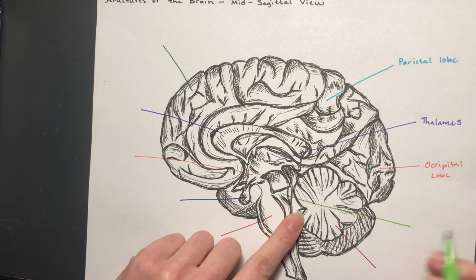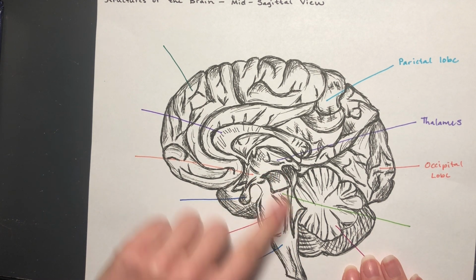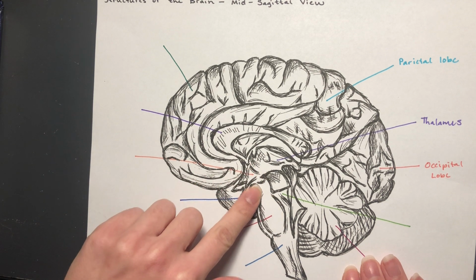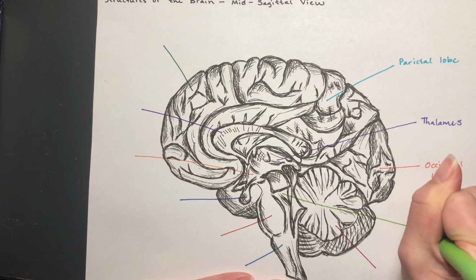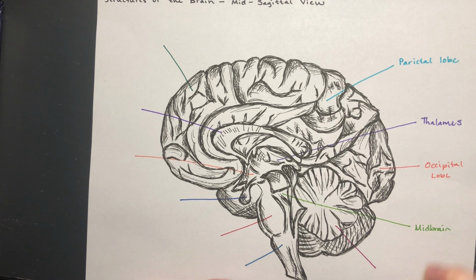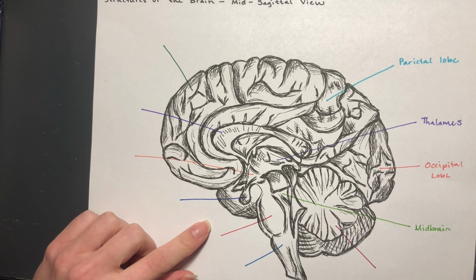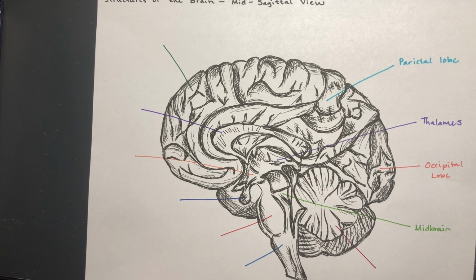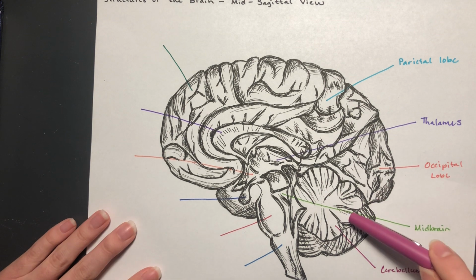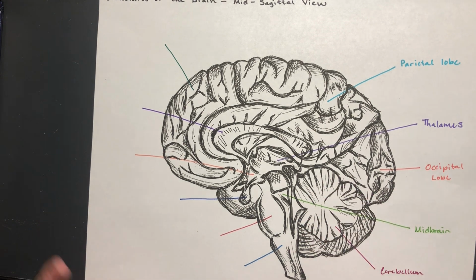Next, we have the midbrain, which is part of the brainstem, ultimately. It's this structure right here. The midbrain contains important relay centers for visual pathways. Next, we have the cerebellum. The cerebellum is located also at the back of the brain, and its purpose is to help control neural circuits.